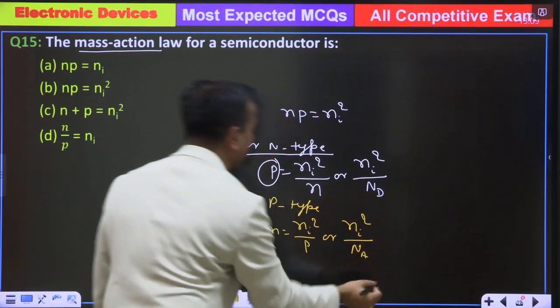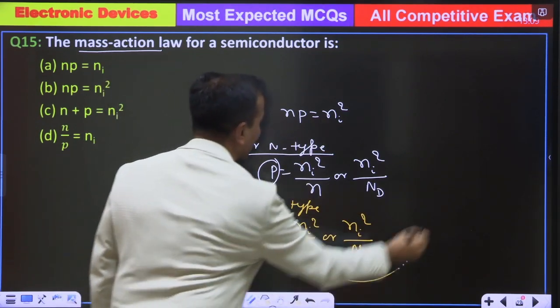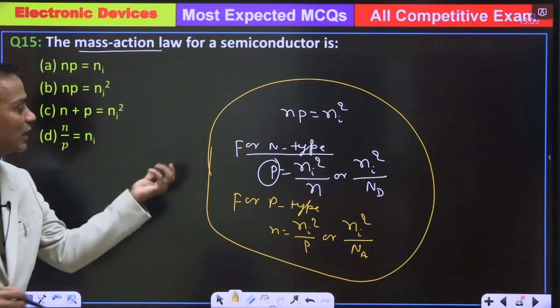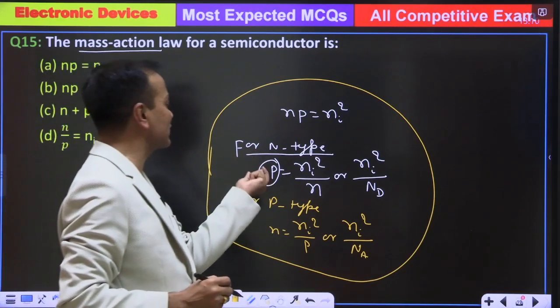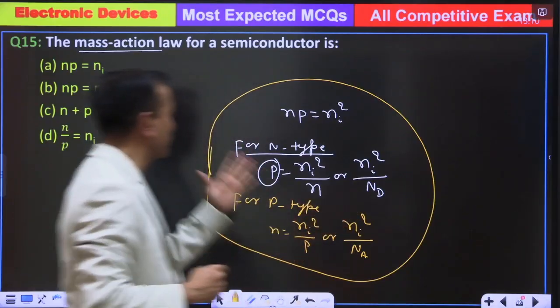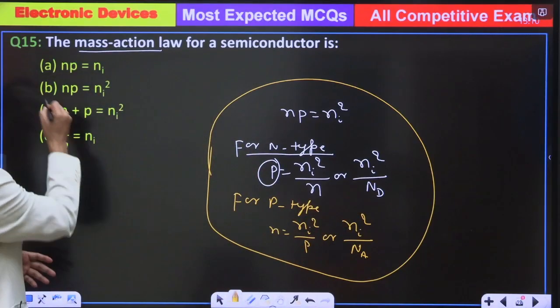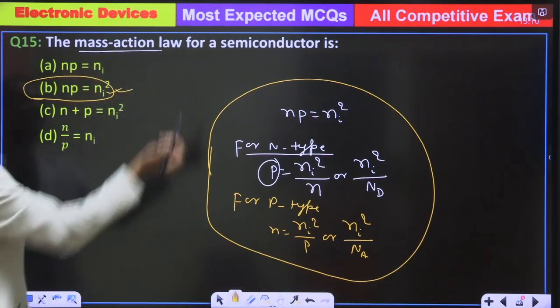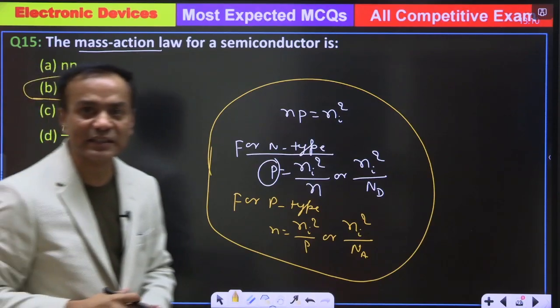So this formula you can note down to solve some problems based on the mass action law. Whenever they're asking about the minority charge carrier concentration, then in that case we can use this. So based on this, what is the right formula here? Option B is the right formula here, which is describing the mass action law for a semiconductor.